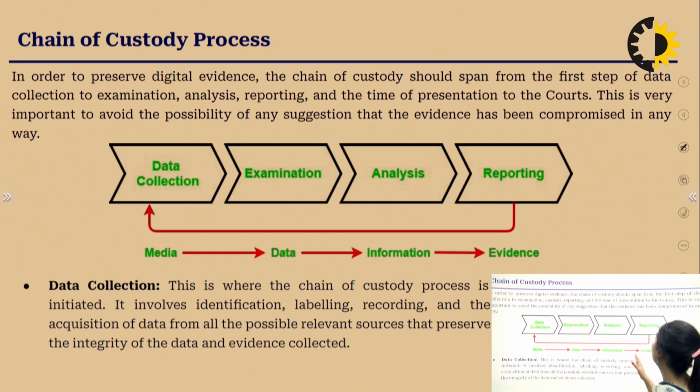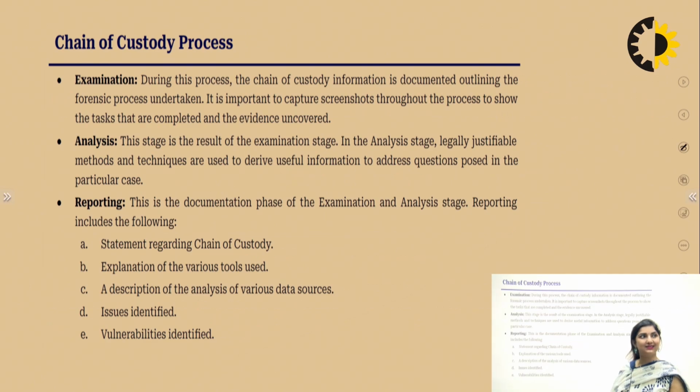Chain of custody process. Data collection. Here you identify, label, record, and acquire data from all the possible relevant sources, preserving the integrity of the data and evidence collected. So from all the possible places, we try to collect the data.